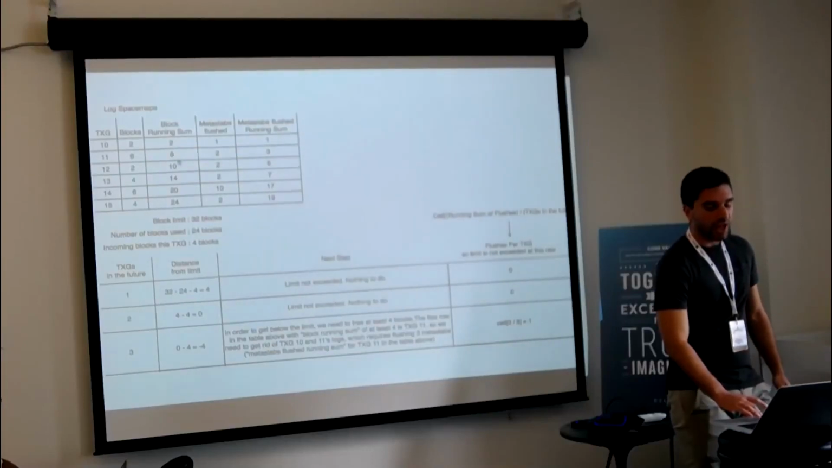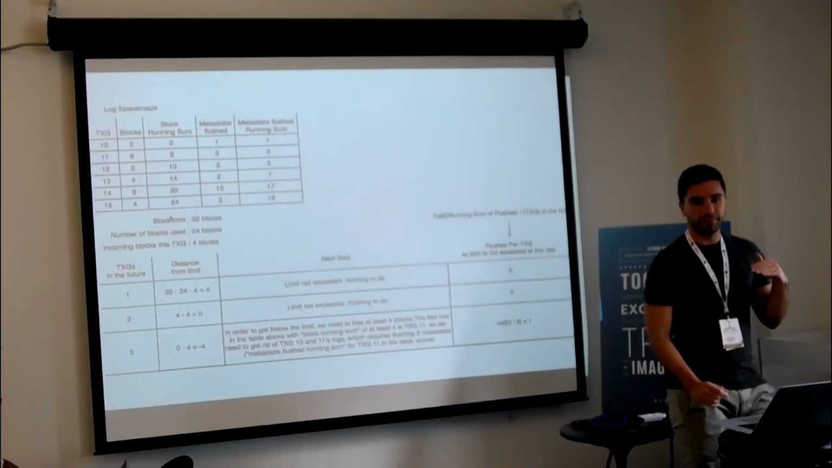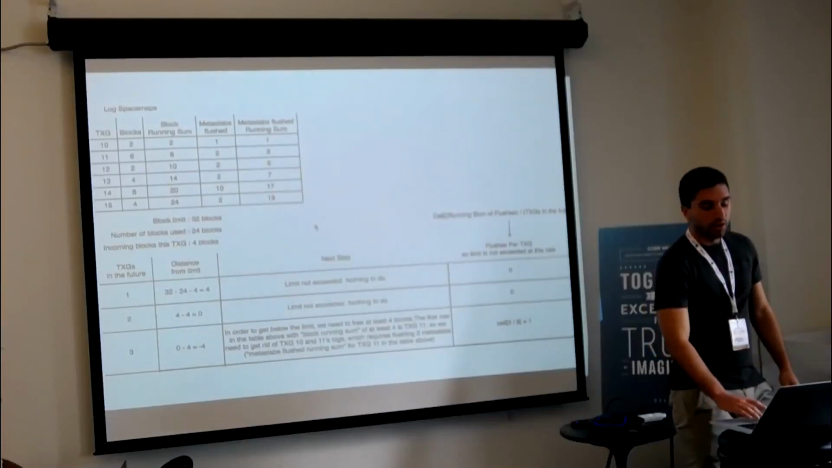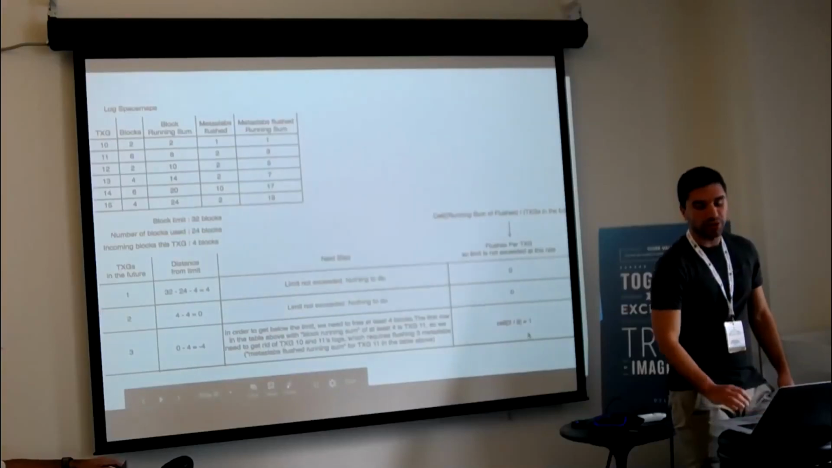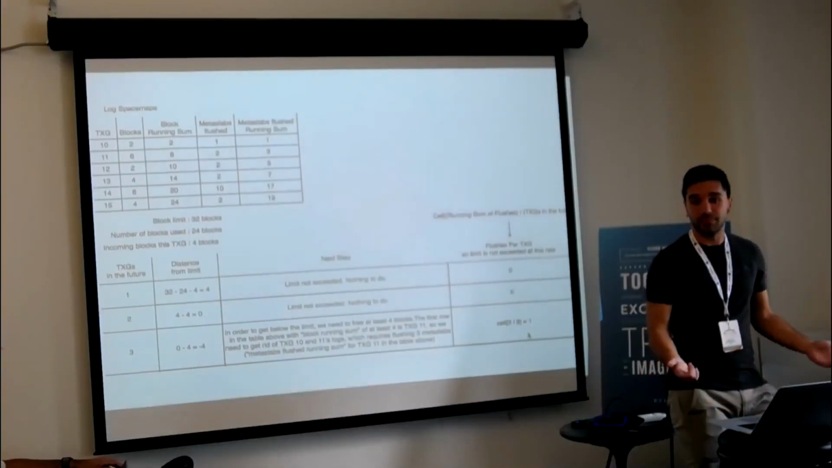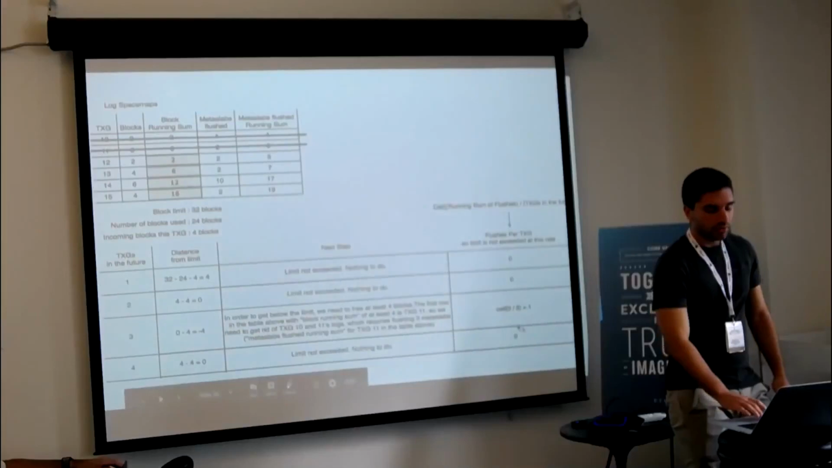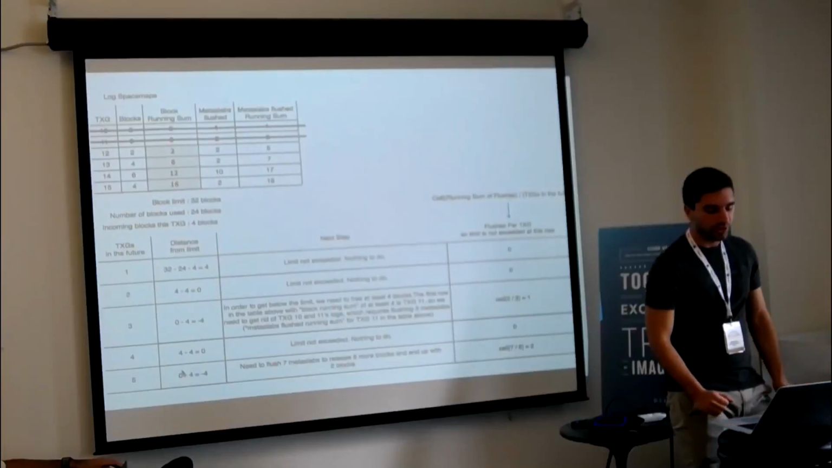And that would release 8 blocks that would get us below the limit. So we need to flush 3 metaslabs in 3 TXGs in the future. So 3 over 3 is like 1 metaslab flushed per TXG. And we can go on. We went below the limit by 4. The incoming rate again was 4, so the limit was not exceeded.